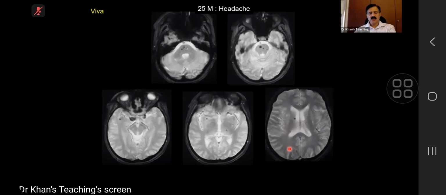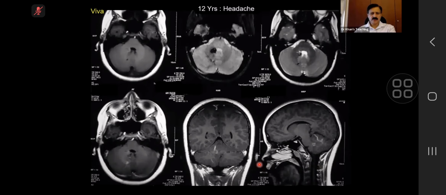which are not seen in this particular case. Please also remember that multiple low signal intensity on SWI sequence or T2 star sequence has got a differential, which we covered in the first session, DAI, multiple septic emboli, etc. So I'm going to skip it today.